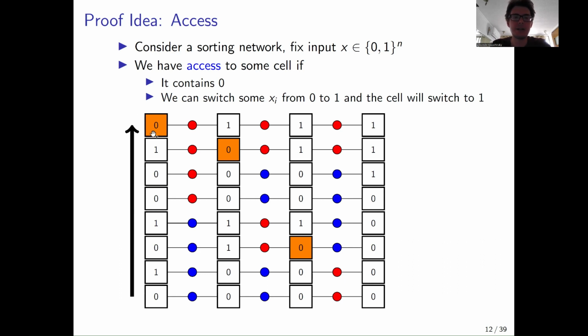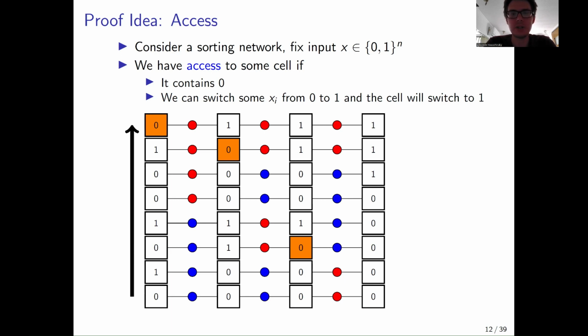So in particular, I have access to the orange cell on the top of the leftmost column. Now, in the first layer of my network, I have a red quadruple which sorts the last 4 input cells. And currently, in the last 4 input cells, I have just one bit which is equal to 1.